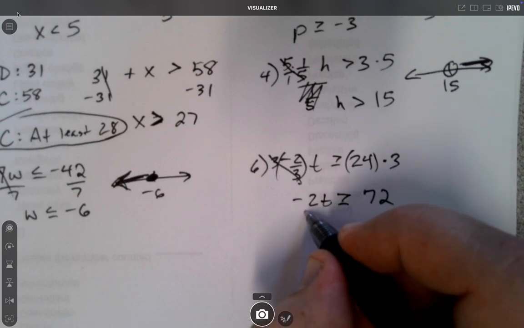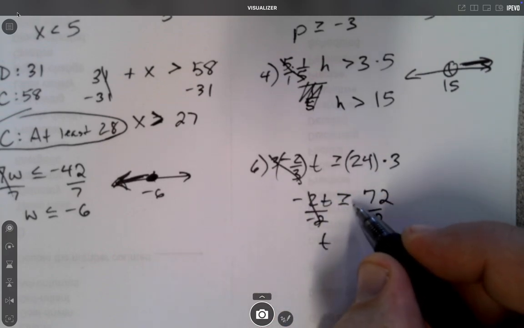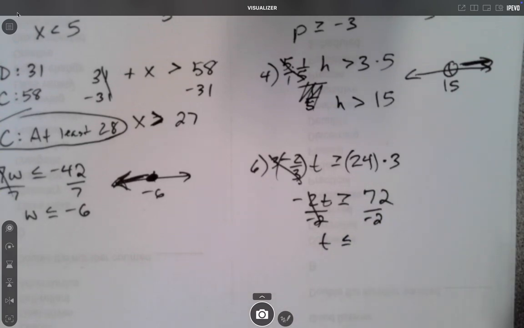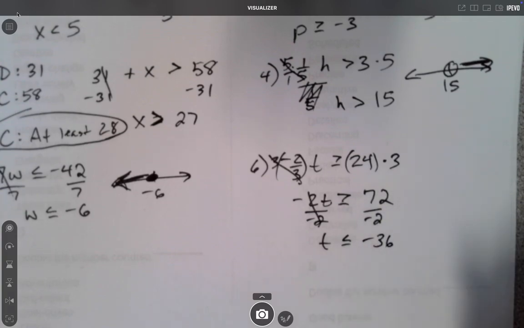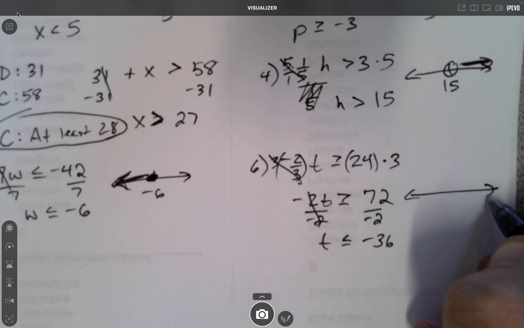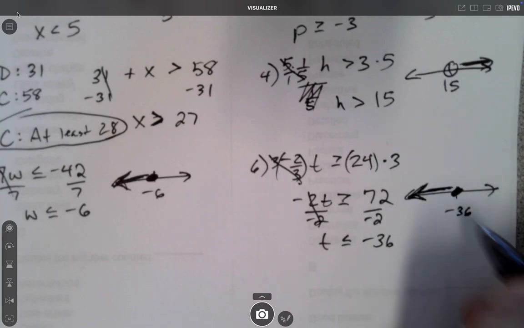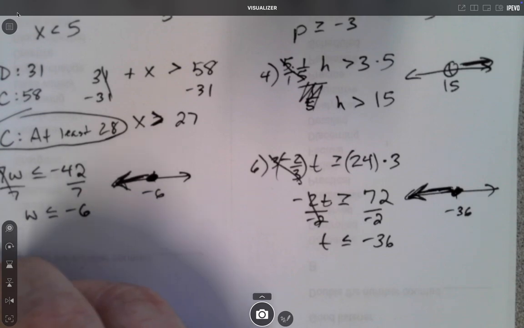Now I need to divide both sides by -2. Cancels out here. We have to flip the inequality sign because of the negative that we divided by. And 72 divided by -2 is -36. So I would put a closed dot on -36. And since it's less than, I'd shade to the left. And again, the closed dot is because we have an or equal to right there.